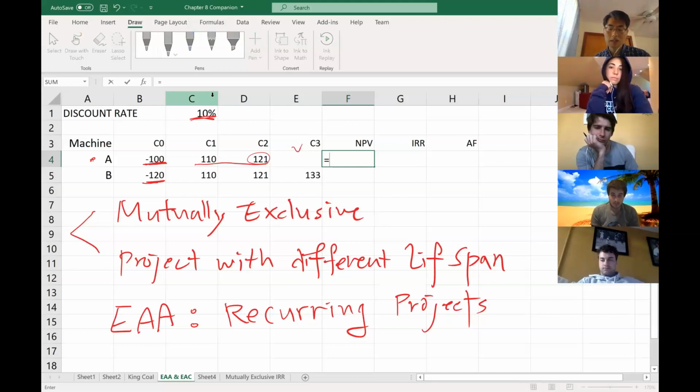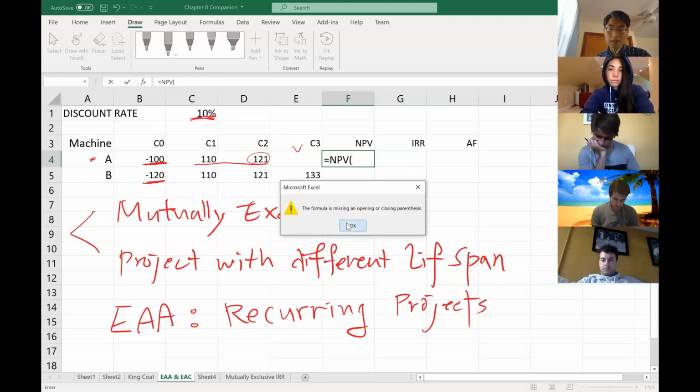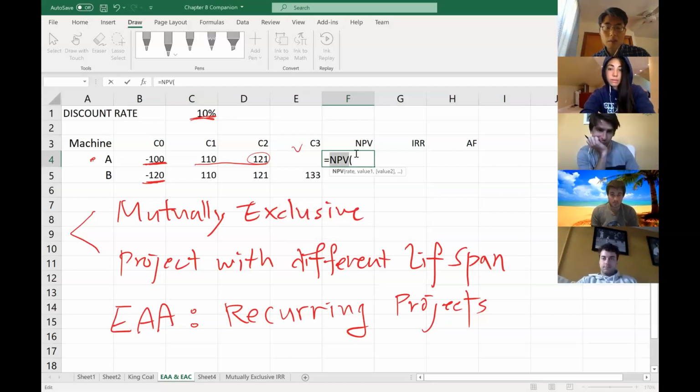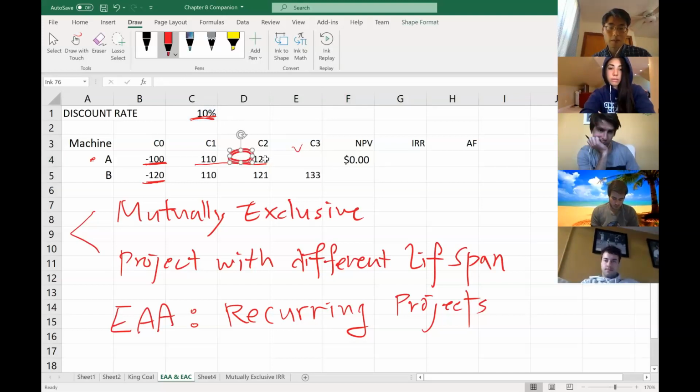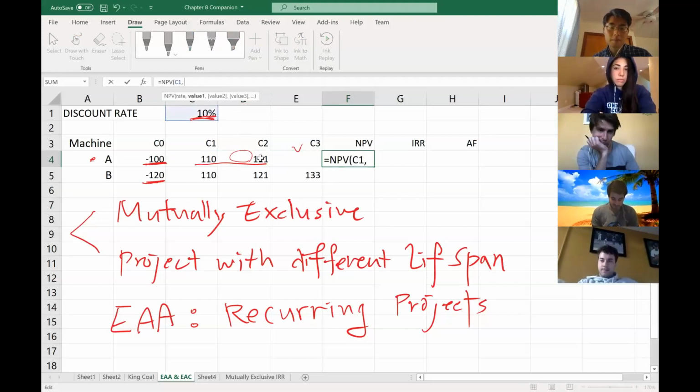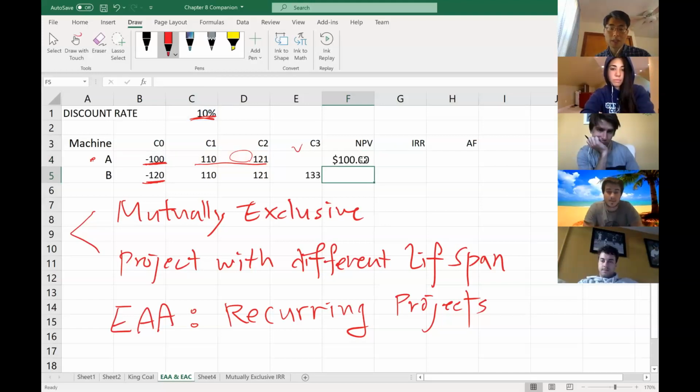So in this case, we can calculate the net present value like this. And highlight the future cash flows. Okay. Go back here. And always add back the initial cost. Okay, so this is the net present value of machine A. This is the net present value of machine B.